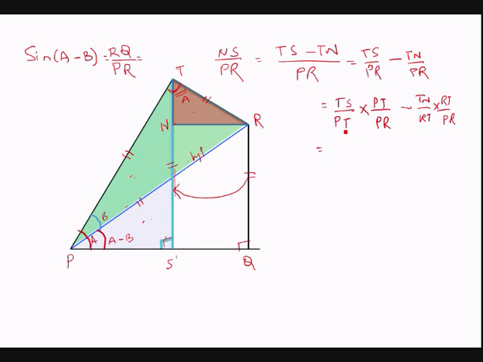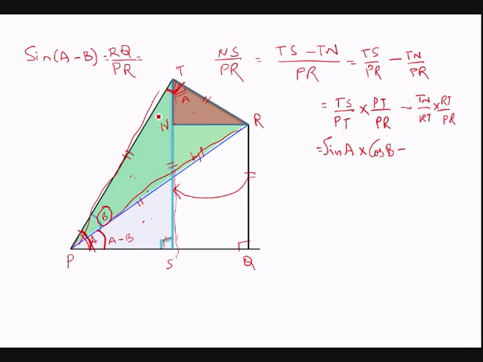So what is TS over PT? TS is this line over PT is this one. Therefore, this forms the opposite over hypotenuse of angle A. Therefore, this is sine A. PT, which is here, over PR, which is here. So PT forms the adjacent side for angle B, and PR is the hypotenuse of the triangle with angle B. Therefore, adjacent over hypotenuse, which is cos with angle B.